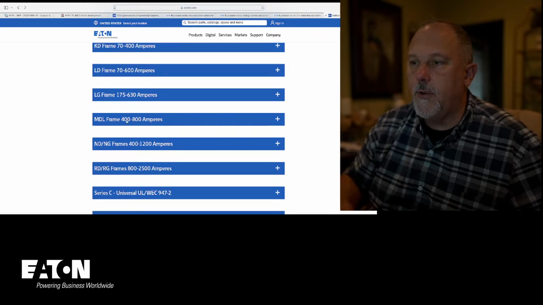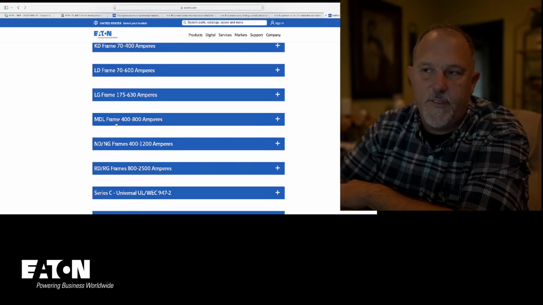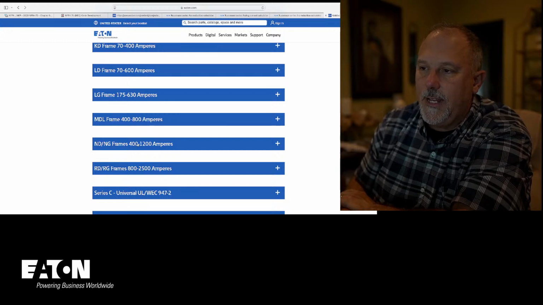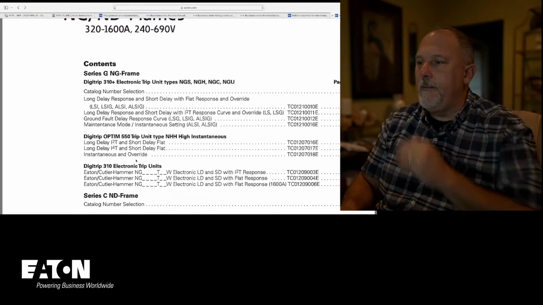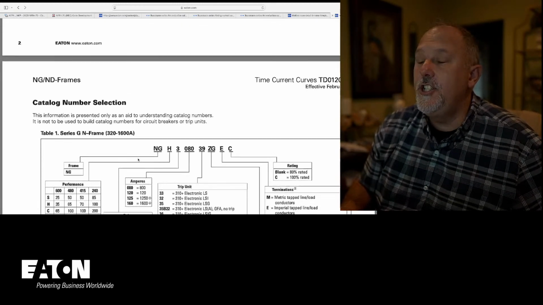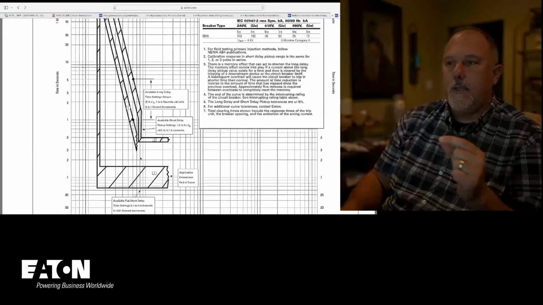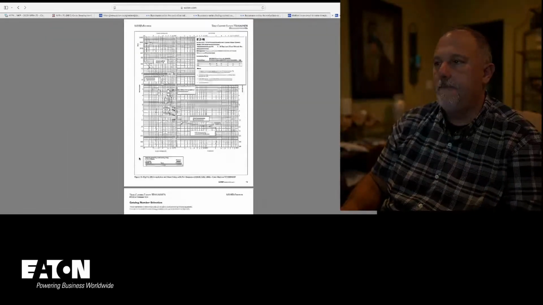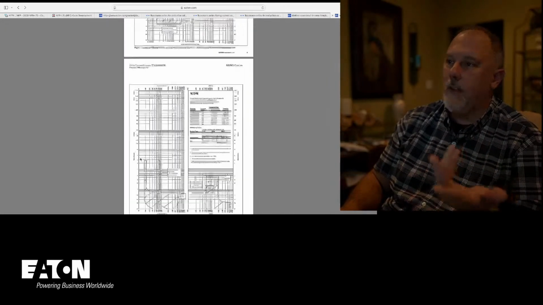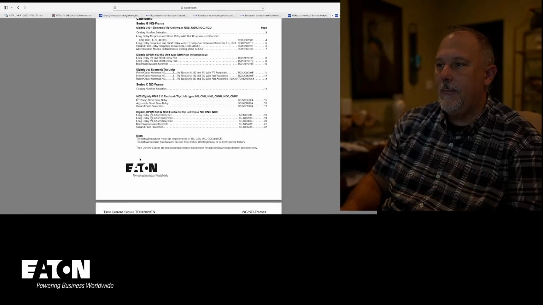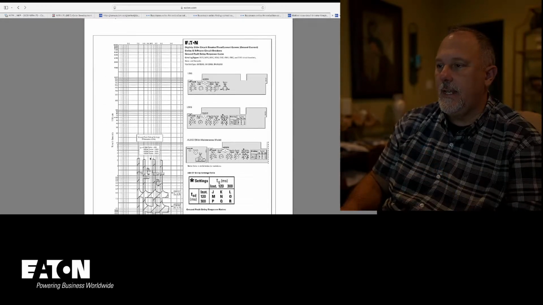Oh, I can go to the MDL. The problem I have with the MDL is I wouldn't be able to fit into certain panel boards. I would probably use an NG breaker. So let's go to the NG. I need an 800 amp NG breaker. I don't think we make a thermomagnetic. What I'm doing is I'm just looking at the curves. So no, I don't have a thermomagnetic 800 amp breaker in an N frame. So now I've got to look at the instantaneous.